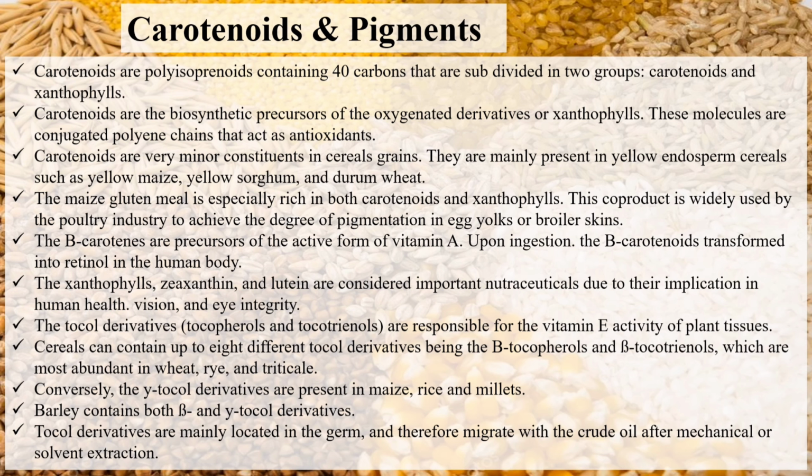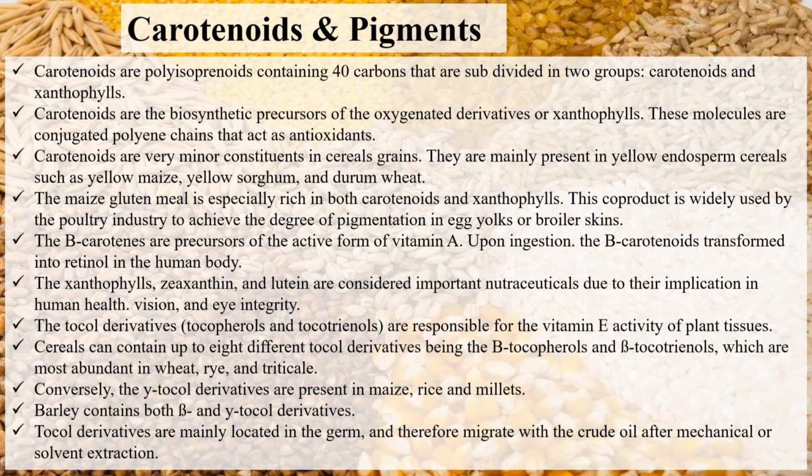Carotenoids are very minor constituents in cereal grains. They are mainly present in yellow endosperm cereals such as yellow maize, yellow sorghum, and durum wheat. The maize gluten meal is especially rich in both carotenes and xanthophylls. This co-product is widely used by the poultry industry to achieve the degree of pigmentation in egg yolks or broiler skins. The beta-carotenes are precursors of the active form of vitamin A.